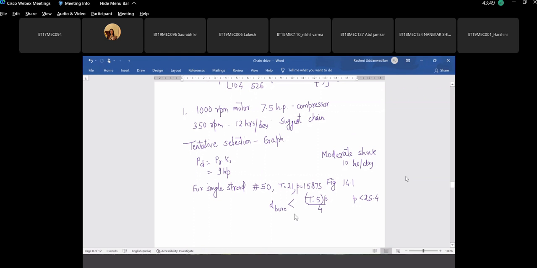So what is the maximum permissible diameter for the bore? Give me the answers quickly, please. It is 63.5. This is the bore diameter, so our sprocket should be sufficiently larger than this. How do you get the sprocket diameter? Pitch upon sine of 180 by T. T is 21, pitch is 15.875. Check what is the sprocket diameter.